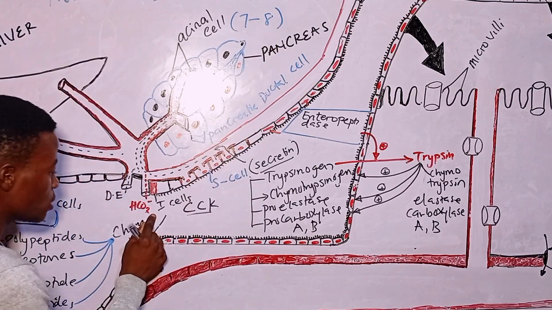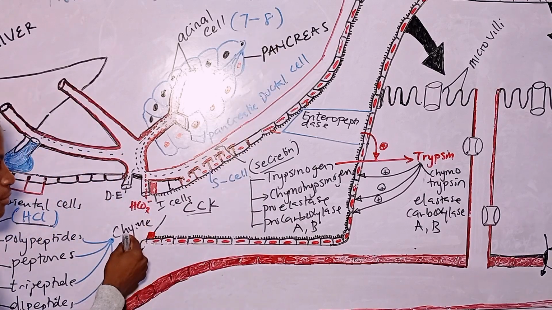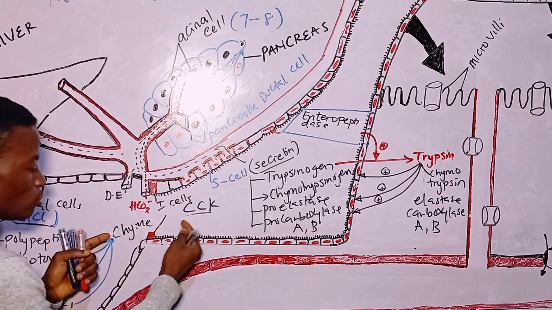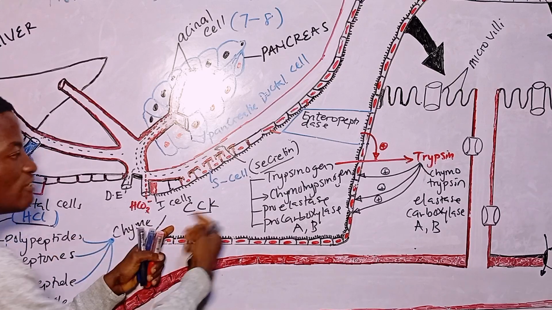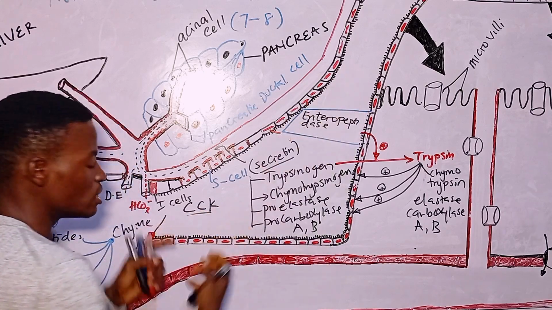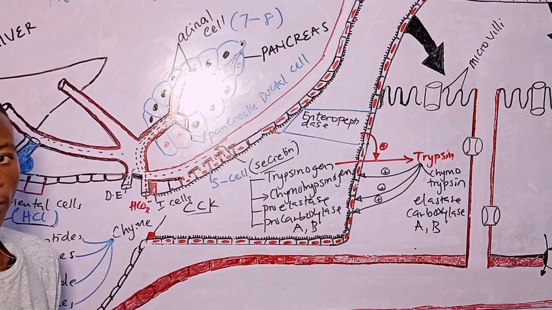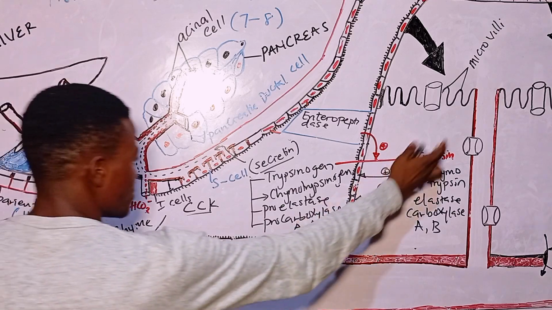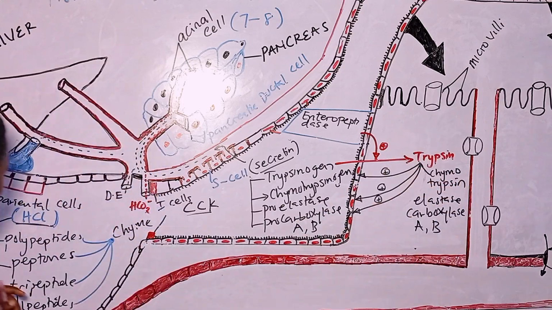So this bicarbonate will help us to neutralize the chyme, thereby making the chyme product that is available in the intestine a little bit alkaline, right? So at the end of the day, the trypsin, chymotrypsin, elastase, and also carboxylase will act on what?